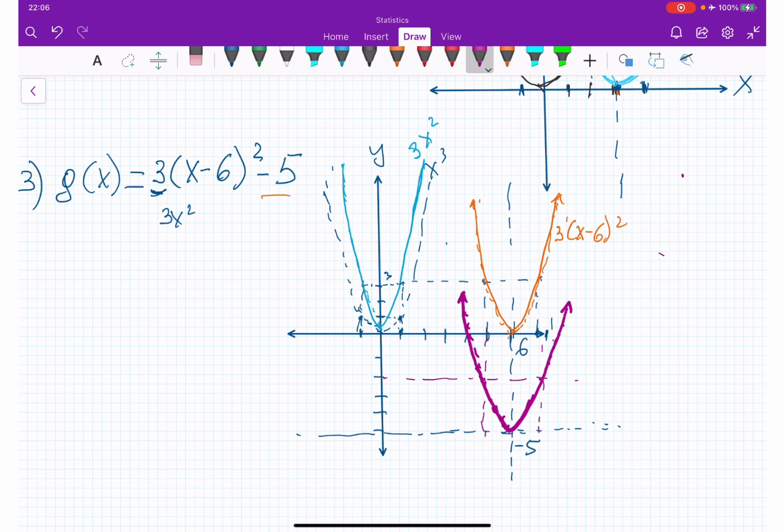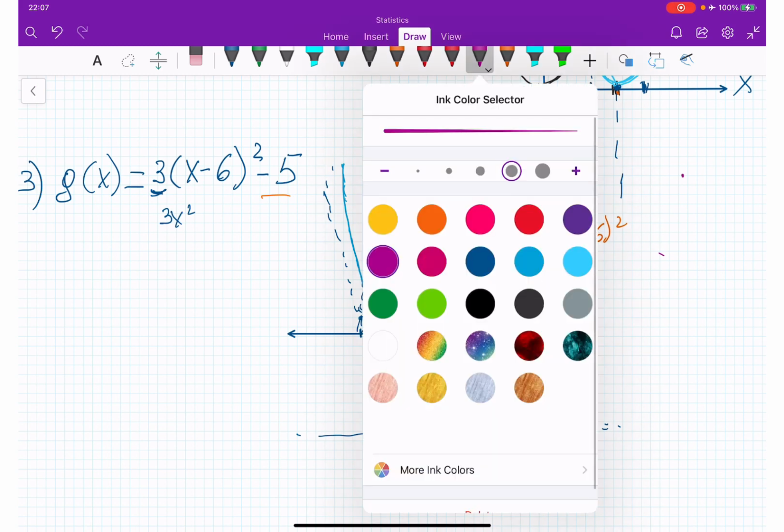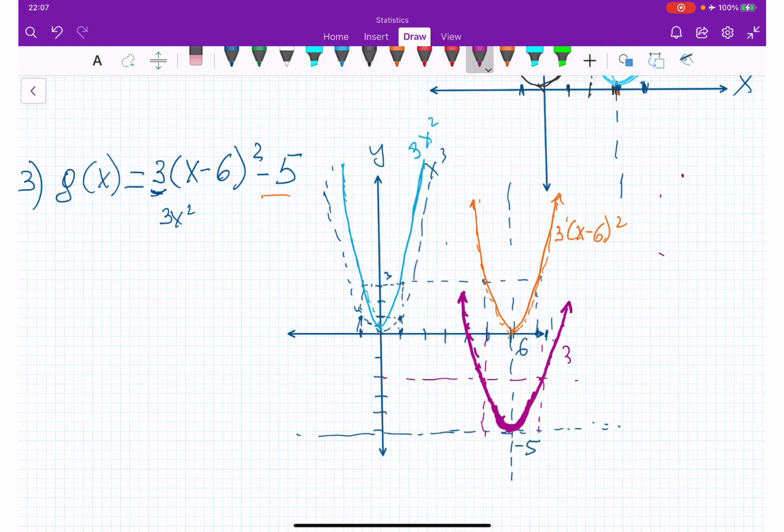For somebody who doesn't know how to draw, it's not bad. The only thing is this vertex looks sharp. It's a sharp corner. It's supposed to be smooth like this. So this is going to be the final answer: 3 times x minus 6 squared minus 5. Take a guess, what is this point, the vertex? It's going to be positive 6 and negative 5. There we go.